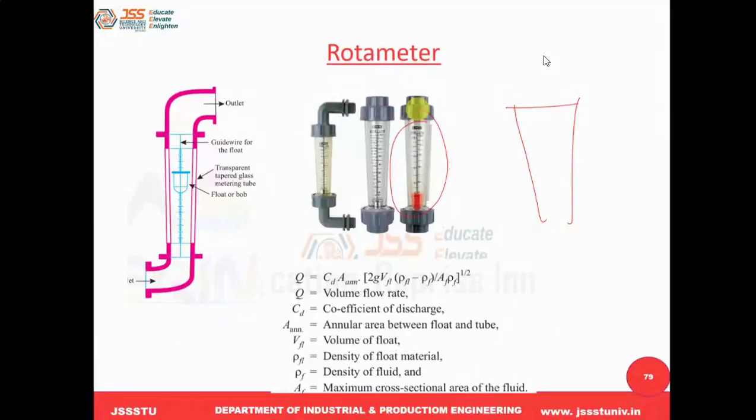So in the rotameter there is what is called a floater. The floater will usually be lighter, and whenever the fluid enters here, because of the pressure force it is going to rise. Based on how much height it rises, you can directly measure how much the discharge value is. Or you can use this equation also to measure the theoretical discharge. Okay, so this is called the rotameter.